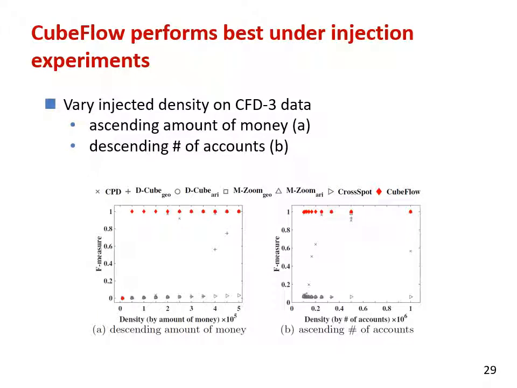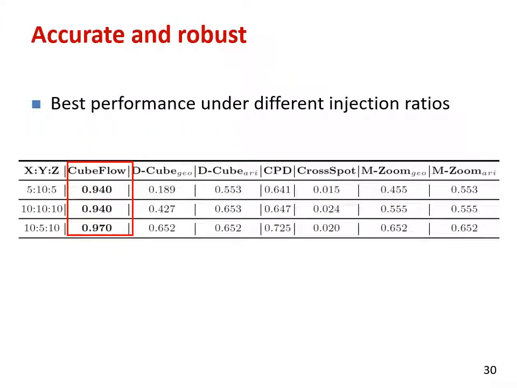We vary the density of injection on the CFD3 dataset by ascending the amount of money and descending the number of accounts. We can see the F measure of our method is always close to 1, achieving the best results. To verify the robustness of our method, we evaluate the performance of CubeFlow against different injection ratios. CubeFlow outperforms other baselines and has obvious advantages.